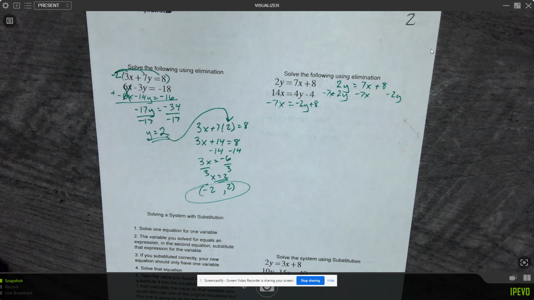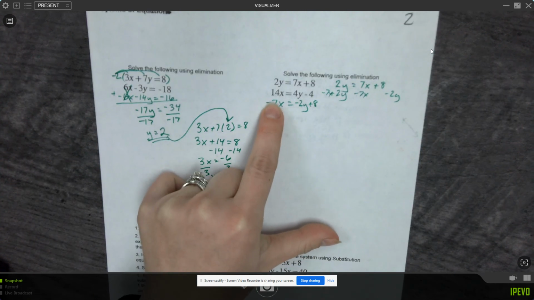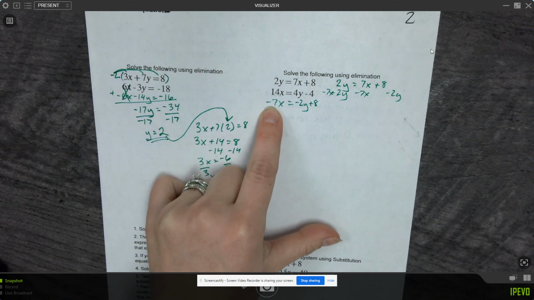Now, you can, however you want or need to, multiply one or both of these equations by some constant in order to create opposites for x's or for y's. Keeping in mind that they do need to be opposites, so one positive, one negative. And the number you multiply doesn't matter as long as the coefficients of x or the coefficients of y become opposites. So I can look here and I can see I have a negative 7 and a positive 14. So I can multiply negative 7 by positive 2 to get the opposite of 14.